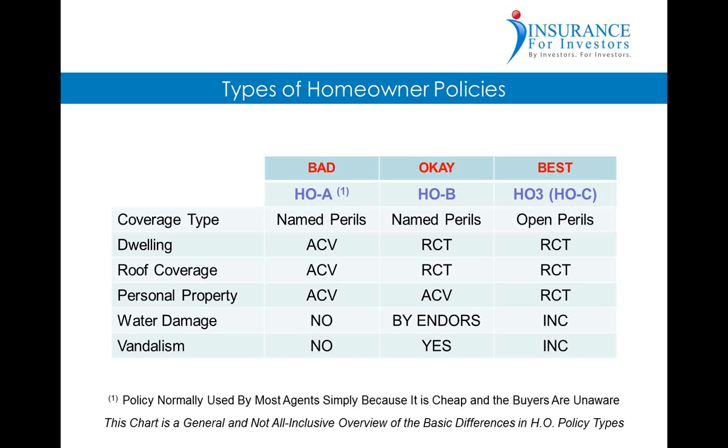This is the worst type of policy out there. It's the one that is normally used by most agents because it's cheap. And insurance is often viewed as a commodity, and in a wrap mortgage transaction, all the parties are looking at how much does it cost, and they want the cheapest thing out there to get the deal done. Here's why it's cheap. It's named perils only, meaning only those things specifically listed in black and white in the insurance policy are covered.